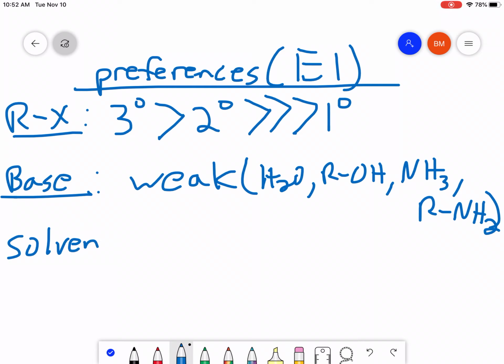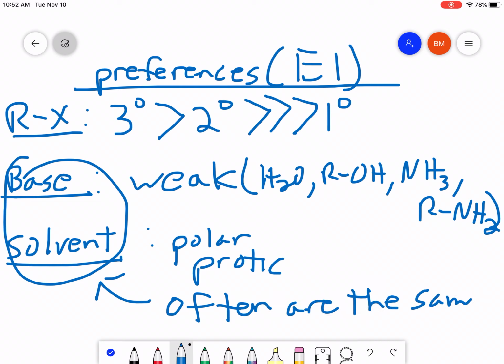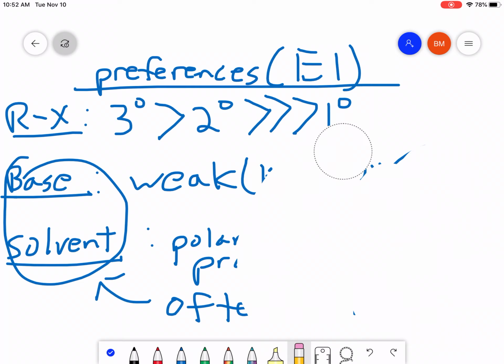Solvent, just like we saw with SN1, they work with polar protic solvents. And much like we saw with SN1 reactions, oftentimes, in fact most of the time, your base and the solvent are the same. So there are the properties of E1 reactions.